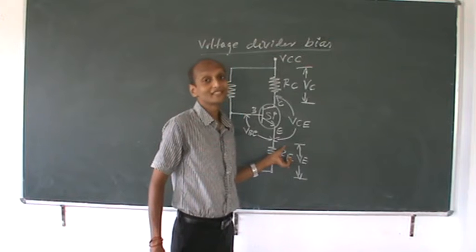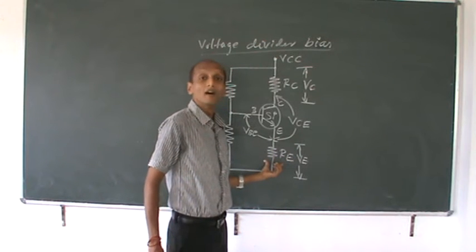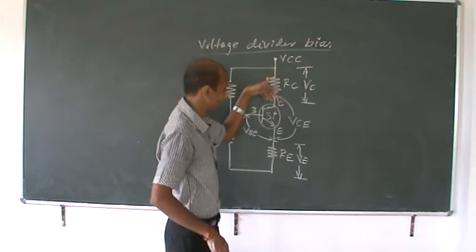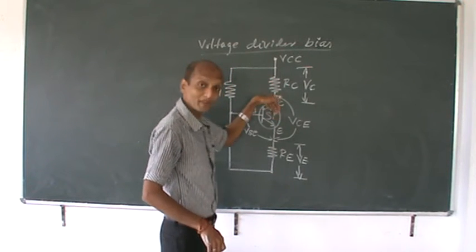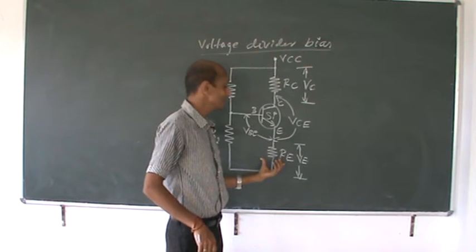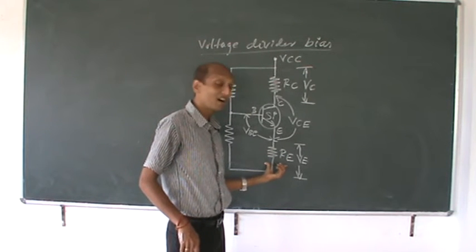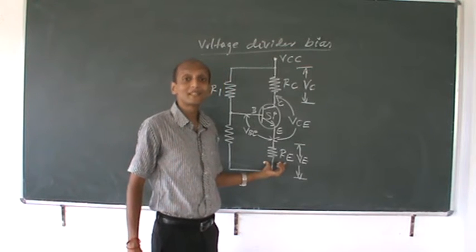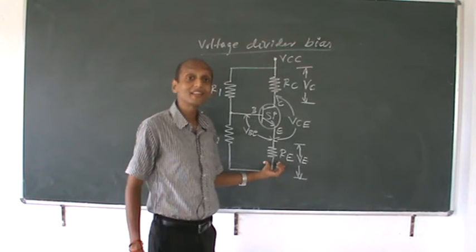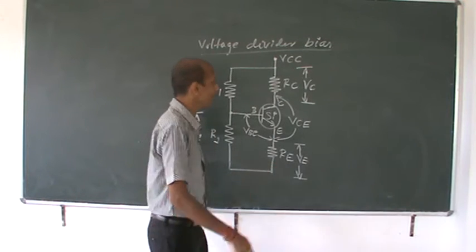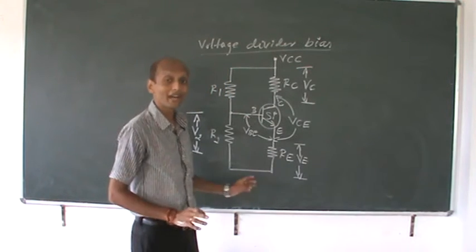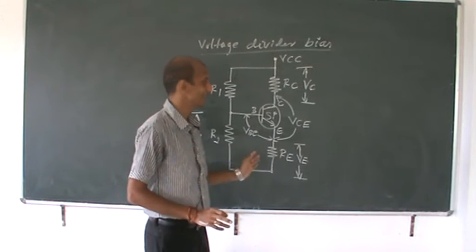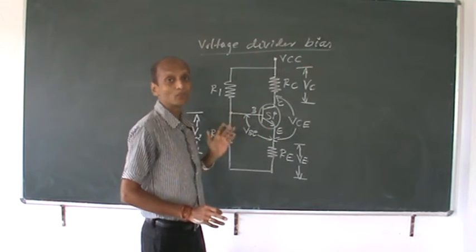This RE provides a stable operating point, because whatever your current is, it has to pass through your RE, isn't it? So this RE resistor provides stability in your operating point. Now we will see how the temperature variation will vary the current and voltages.